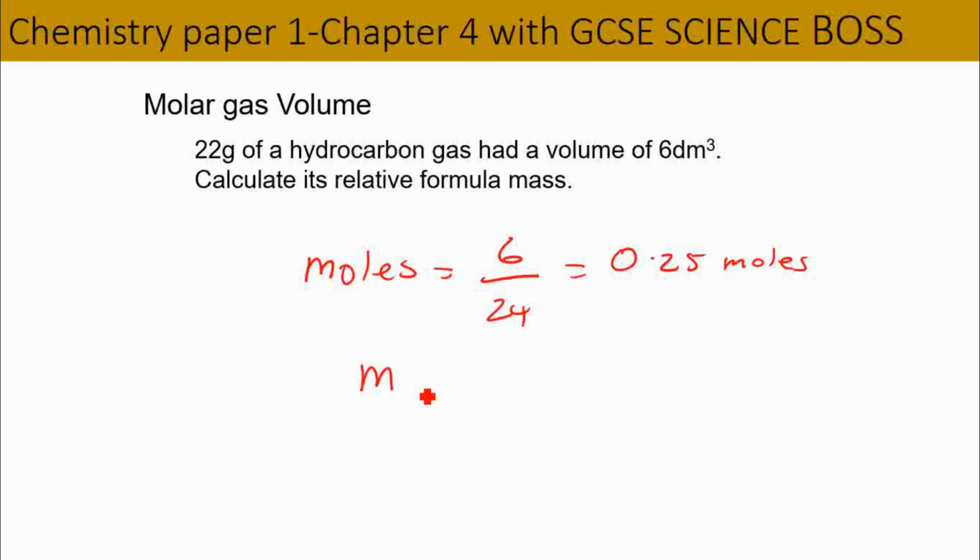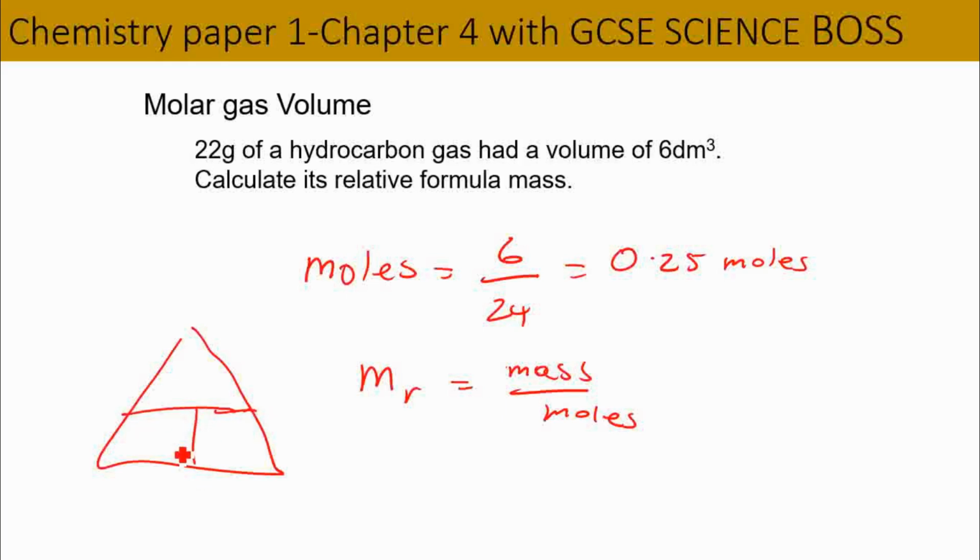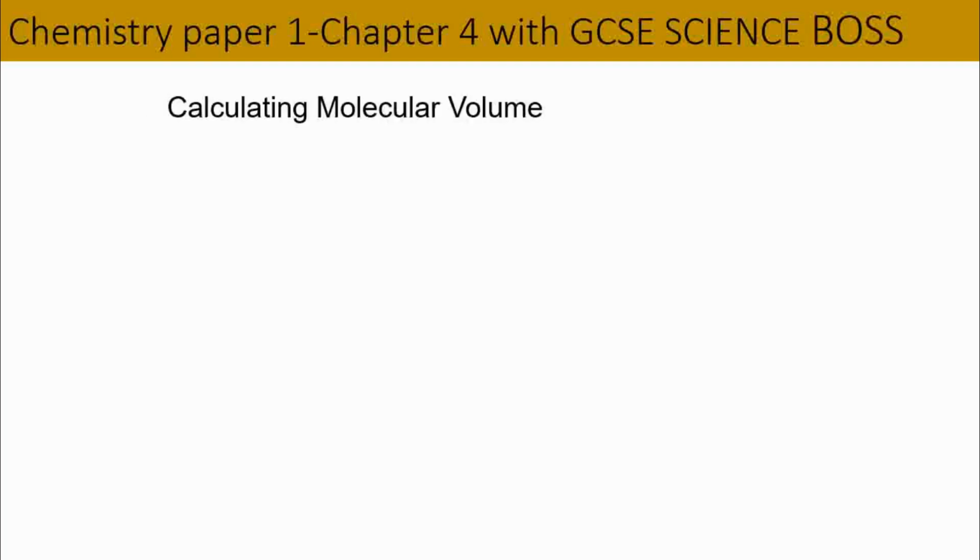Then we remember that Mr Moles has mass on his head, so Mr is equal to mass divided by moles. So for those who don't remember, Mr Moles has mass on his head. So to find Mr is mass divided by moles. What's the mass? 22 grams divided by the moles, which we've just worked out, 0.25, which is now going to give me an Mr of 88. Okay, good. So remember Avogadro's gas law. Okay, good.